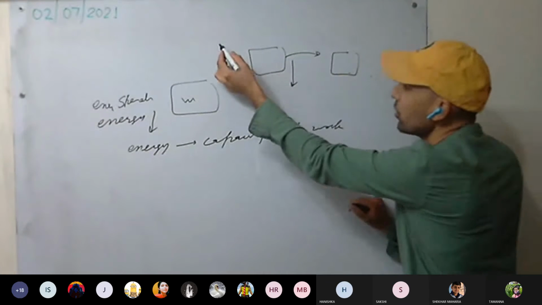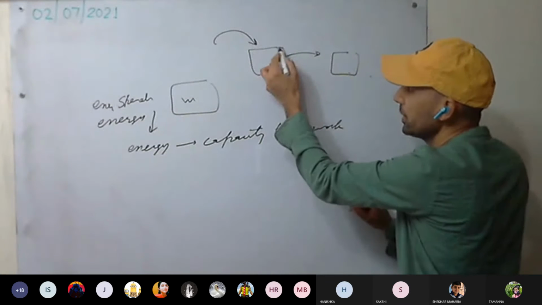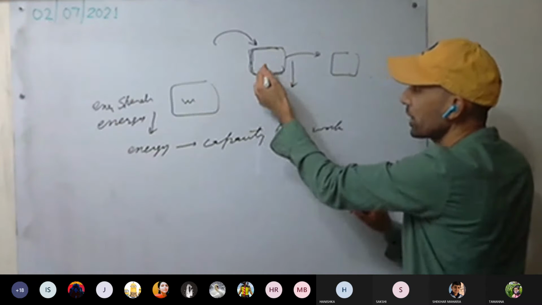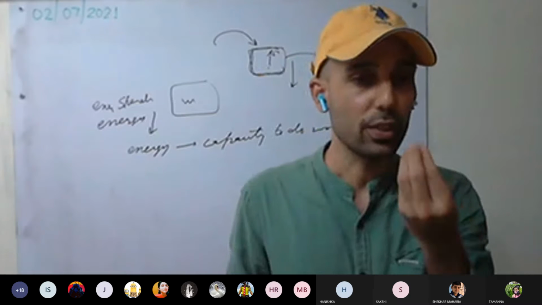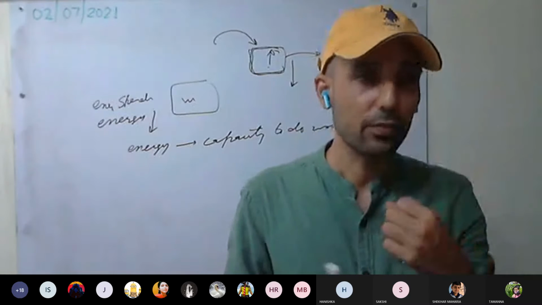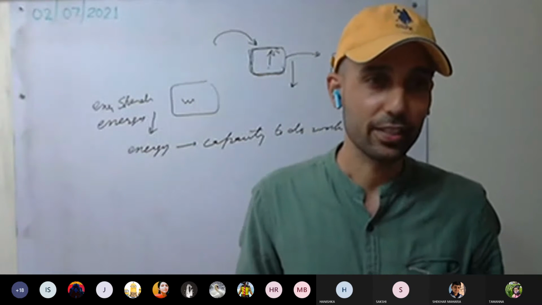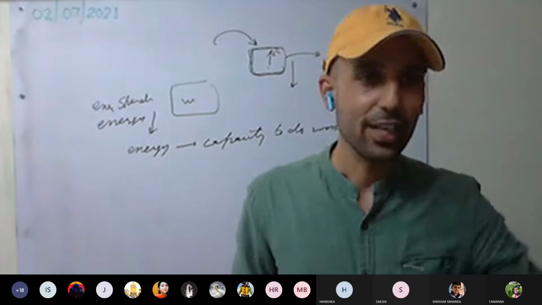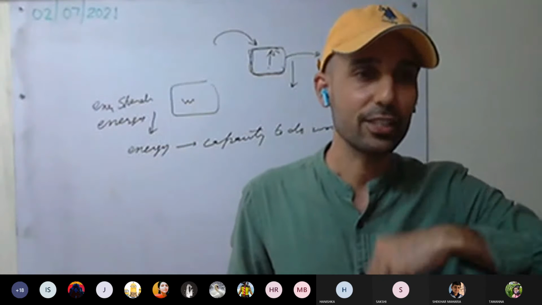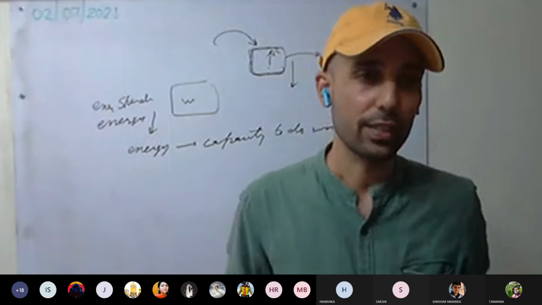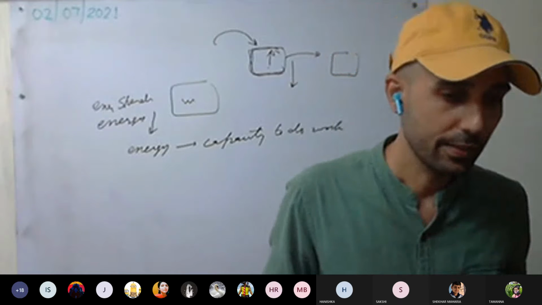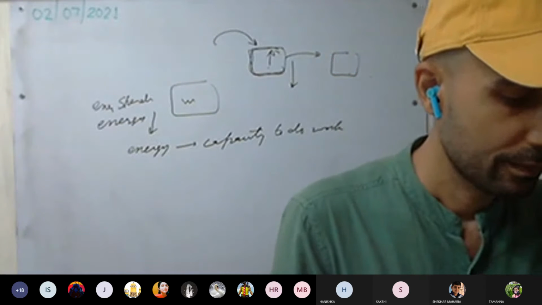And when work is done on the body, its energy increases. Yes or no? When we are taking food, we are doing work on ourselves, we get energy, and we can do the work. When we are doing work, we are spending energy. When work is done by the body, the energy spent is being converted into work. Our energy reduces. Okay? This is clear?